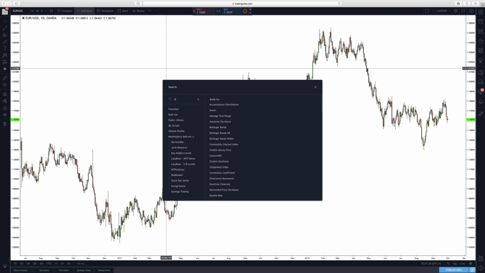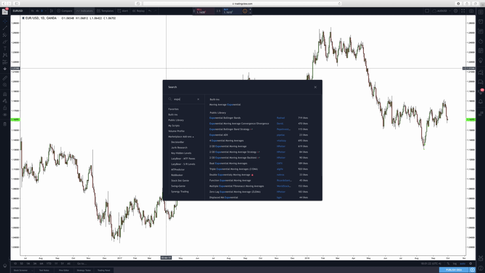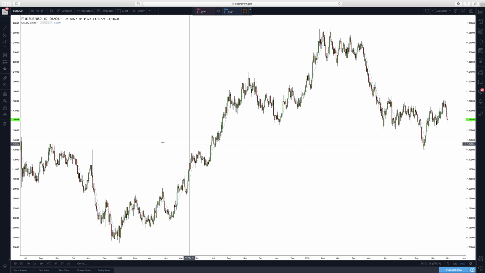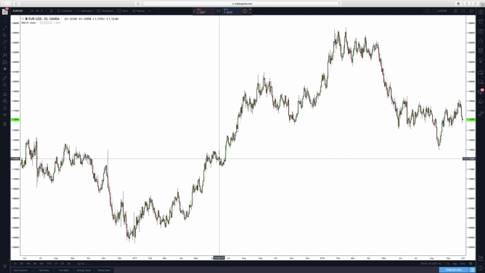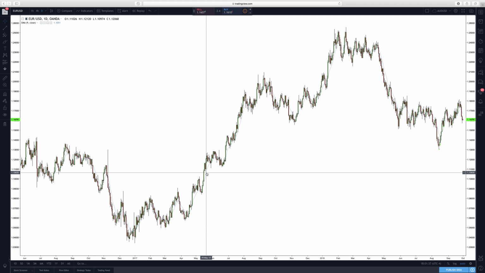So you're going to type in exponential, and before you even finish typing, you'll see it pop up in the built-ins. So you have your moving average exponential. You're going to click that once, and we're going to click X. You can see it printed up a nice line here for us. That's our moving average.